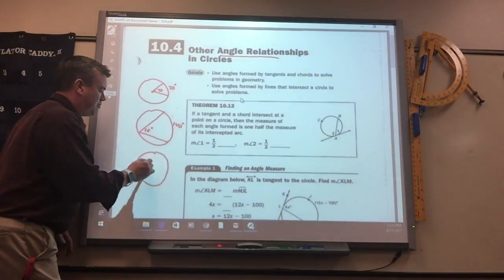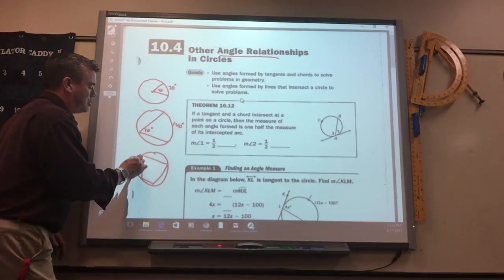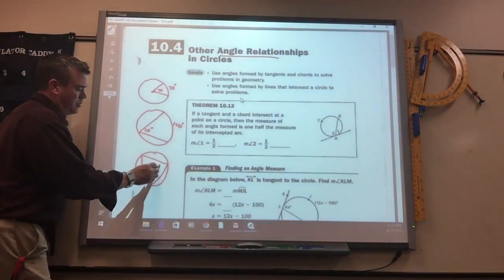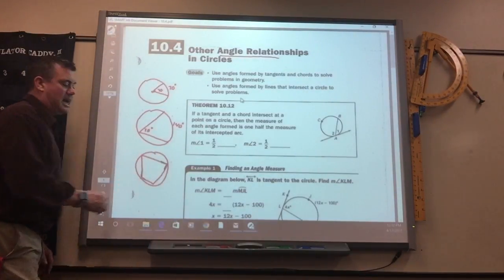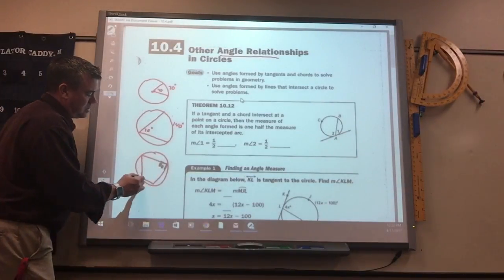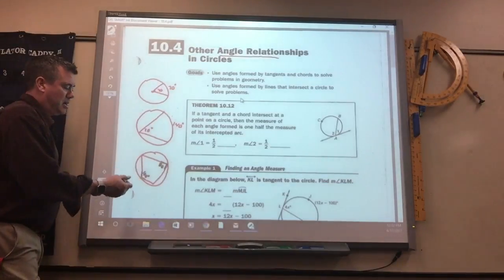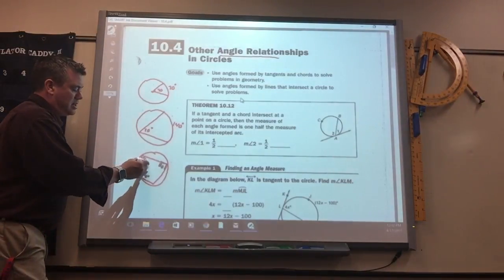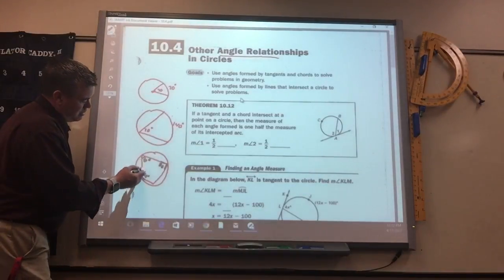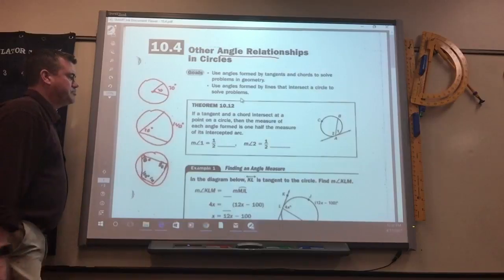And we also had, if you've got a quadrilateral in here, no matter how you draw it, this angle and this angle is going to add up to 180. So if you knew this was 80, this would have to be 100. And these two also are supplementary. If this was 110, well, that's not 110. This one would be the 110. This would be 70. Okay?